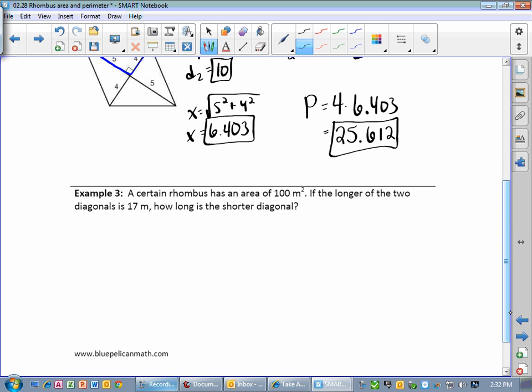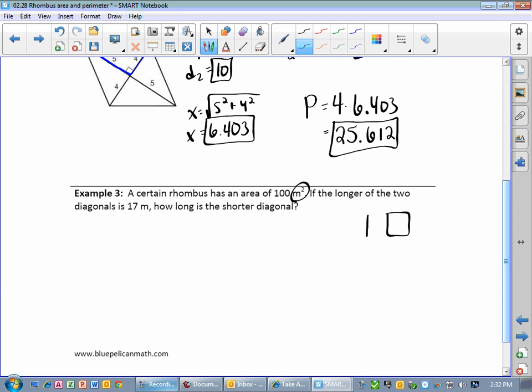And then finally, example 3. A certain rhombus has an area of 100 square meters. If the longer of the two diagonals is 17 meters, how long is the shorter diagonal? So this is a unit, remember? If this were a meter, a square meter would be something like that. So this is saying 100 of these squares will fit into the rhombus. That's what it means. So we're not squaring 100.